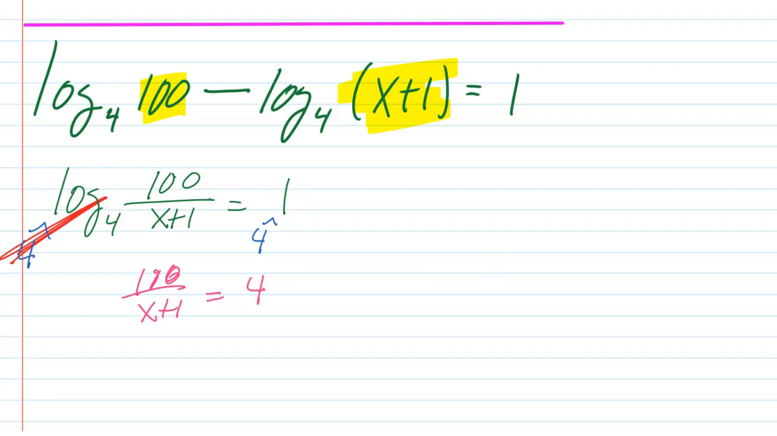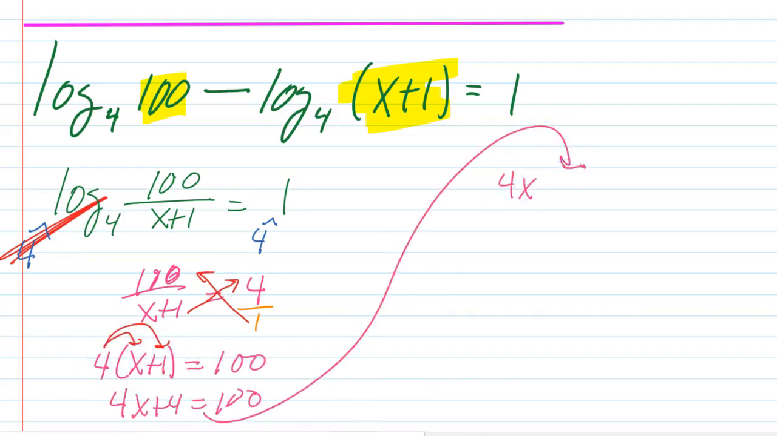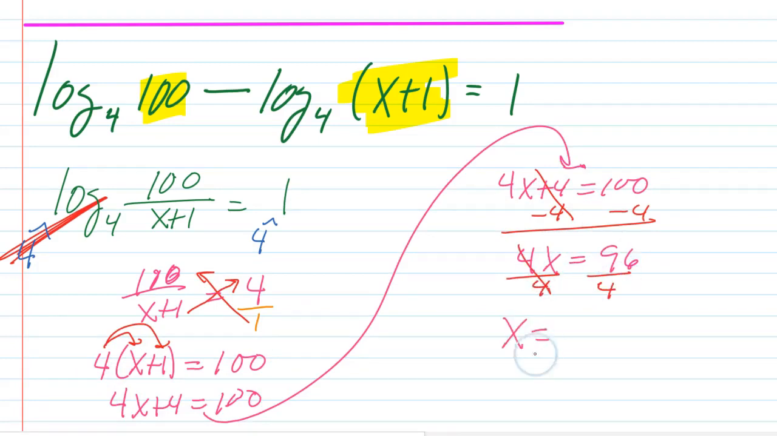And you're going to say, I can't cross multiply, I only have one fraction. Well, remember, we have two fractions, so we can easily cross multiply. When we cross multiply, the x plus 1 comes up and multiplies times the 4, and the 1 comes up and multiplies times the 100, which is going to look something like this. And we're left with an answer of x is equal to 24.